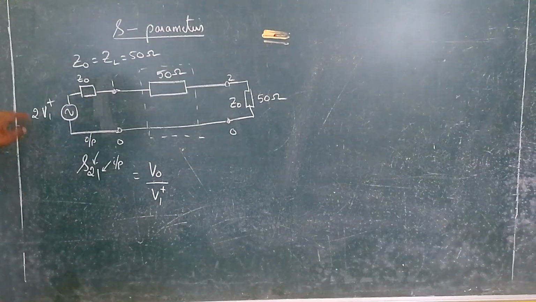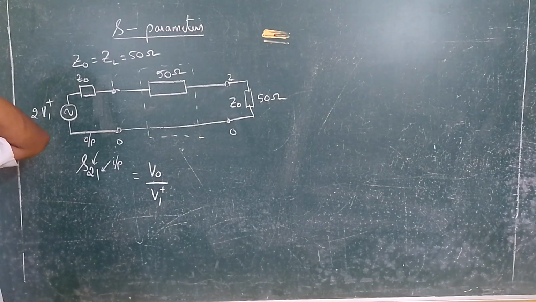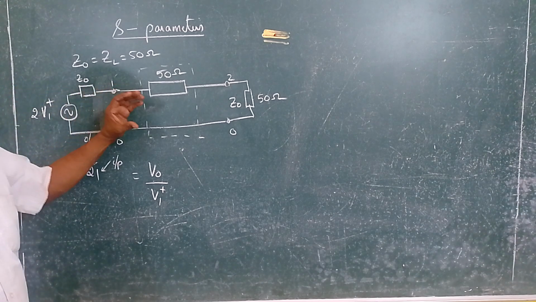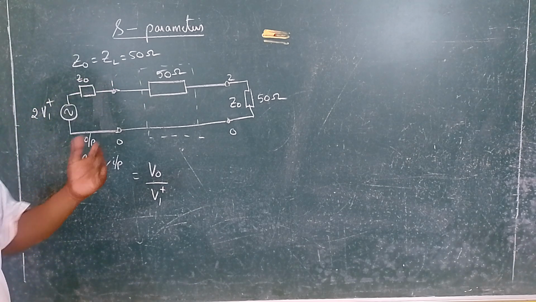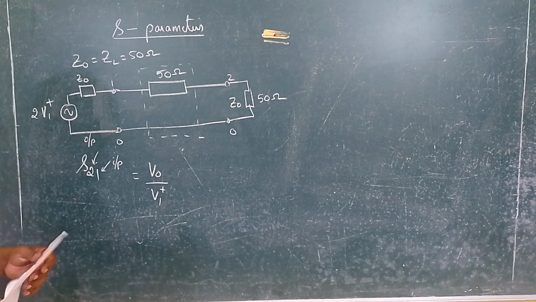Now you may ask why we are putting 2V1 plus. It is just for convenience to solve the problem. Because if I say this voltage is 12, I can write 12 as 2 into 6. So that's the visualization of this 2V1 plus. Now plus means it's the forward power into the two-port network. If I put minus it means it is the reflected power.